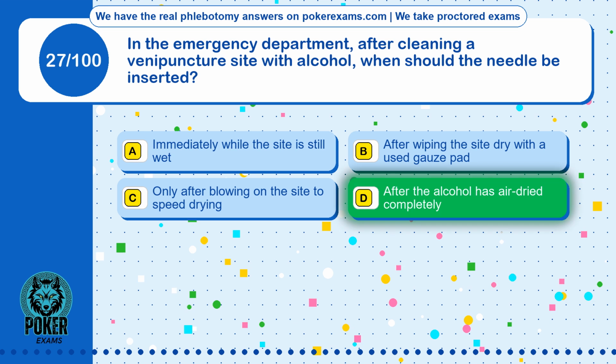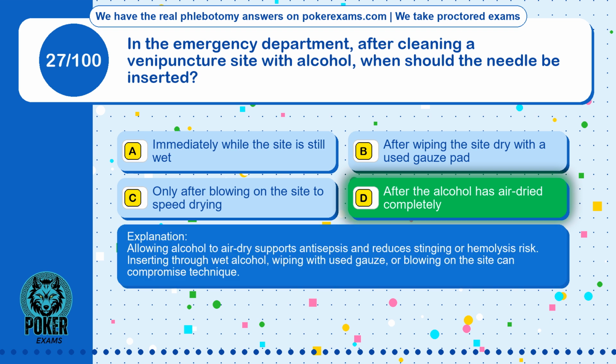The correct answer is option D. After the alcohol has air dried completely. Allowing alcohol to air dry supports antisepsis and reduces stinging or hemolysis risk. Inserting through wet alcohol, wiping with used gauze, or blowing on the site can compromise technique.